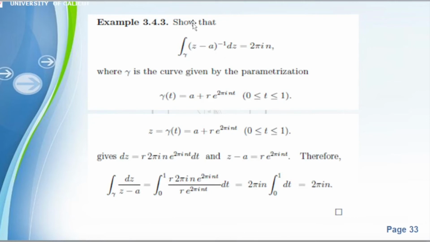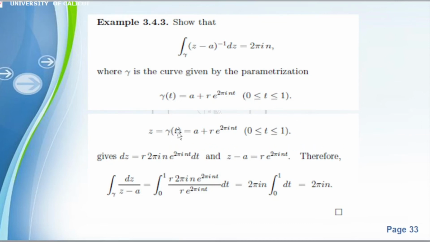Consider this example. Show that the integral over gamma of (z minus a) raised to minus 1 dz is equal to 2 pi i times n, where gamma is a curve given by the parameterization gamma of t is equal to a plus r e raised to 2 pi i n t, with 0 less than or equal to t less than or equal to 1.